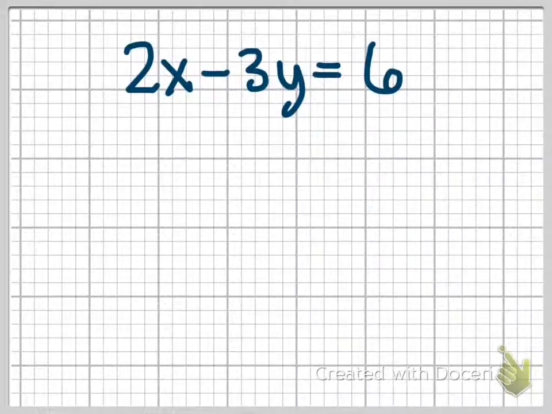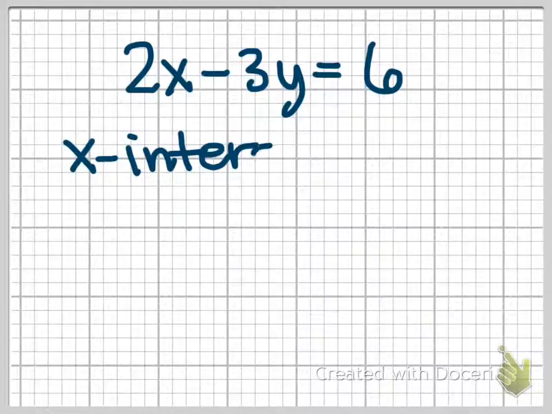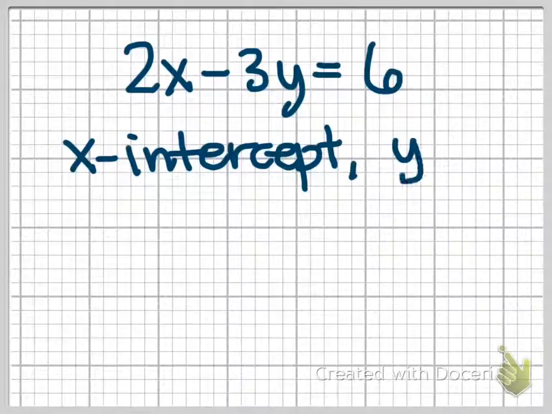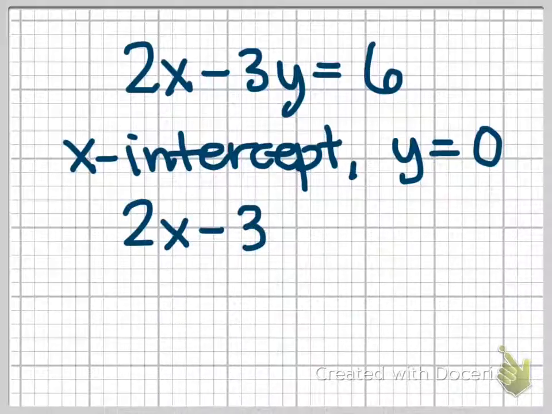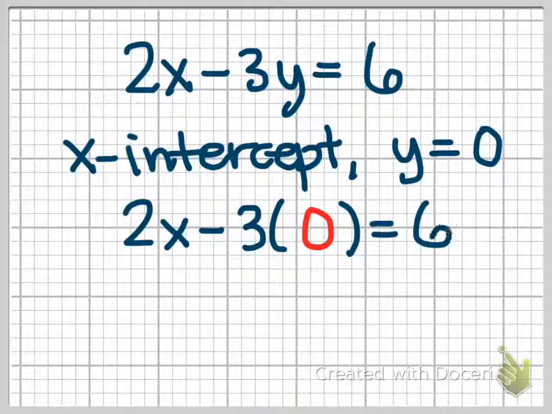Now let's look for the x-intercept. To find the x-intercept, the y is 0. Because when it's crossing the x-axis, the y-coordinate is going to be 0. So now we're going to plug in 0 in place of the y to find the x-intercept. So 2x minus 3 times 0 equals 6. So basically 3 times 0 is 0.